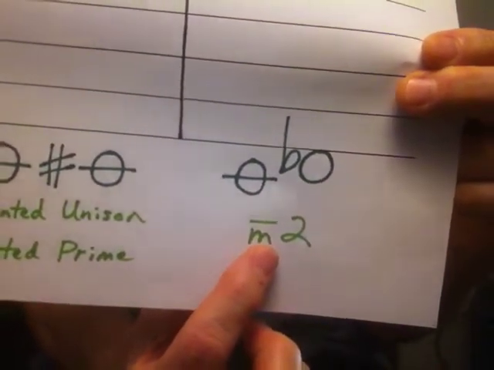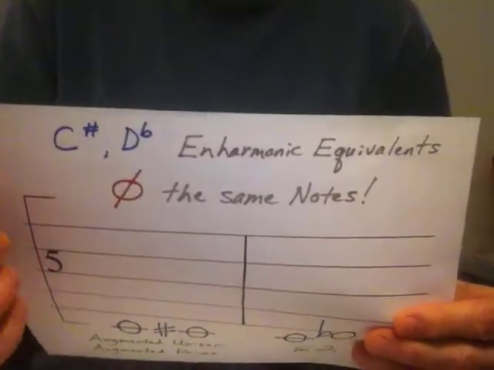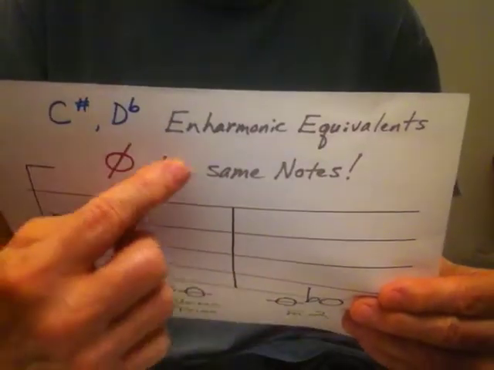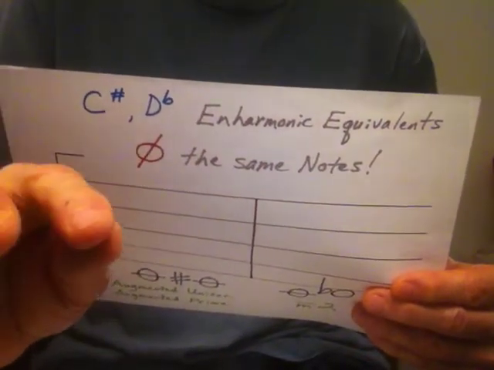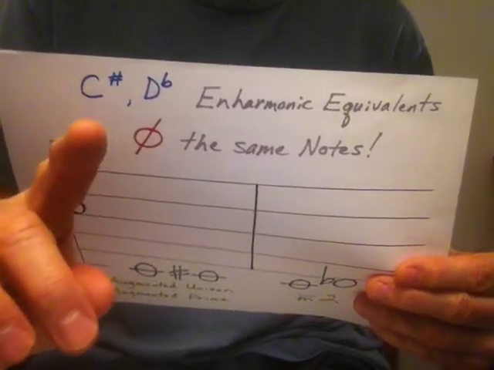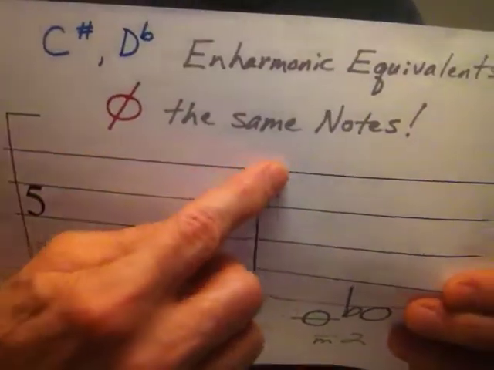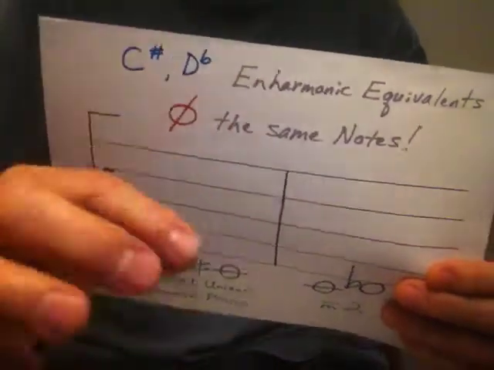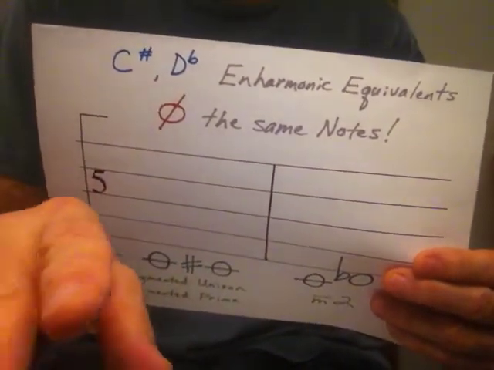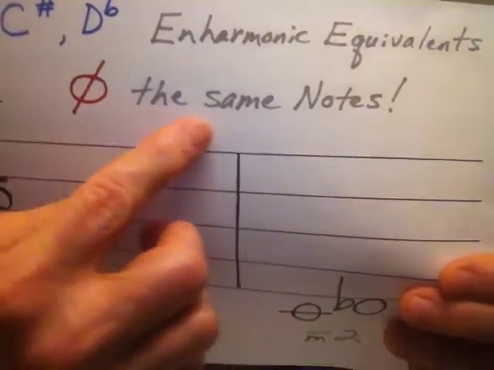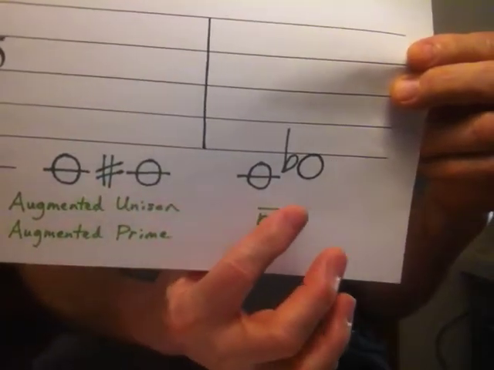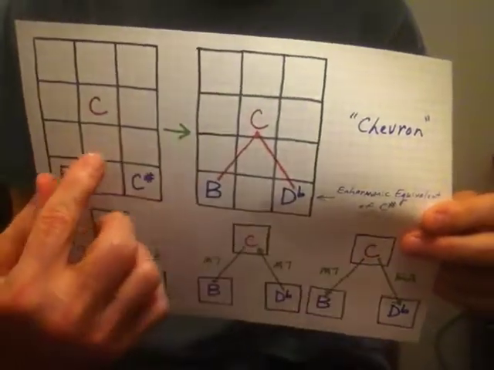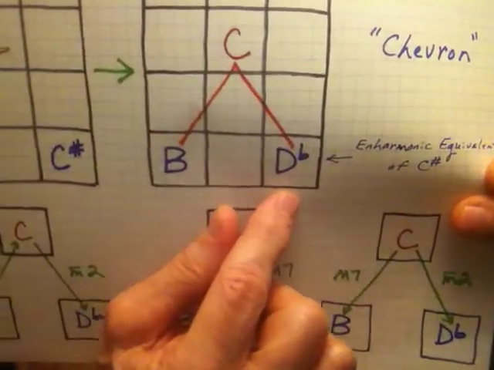It's a minor second. Now the point I'm making is C sharp and D flat are enharmonic equivalents. They're two different notes, but they sound the same, all right? They are not the same notes. Two different notes. Yes, they sound the same. Your ear's going to say, oh, it's the same note. But no, they're not the same notes. So instead of using C sharp from our quadrant, we're going to use a D flat. And I'll show you why. All right, so we moved over. We made that a D flat.